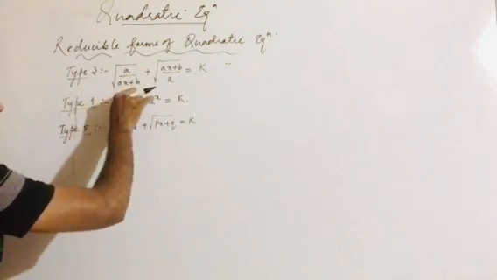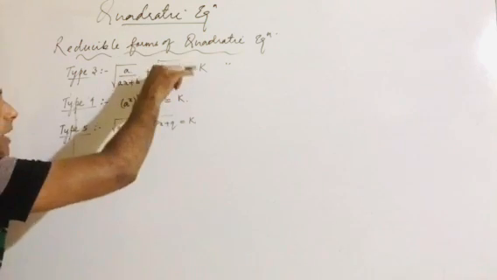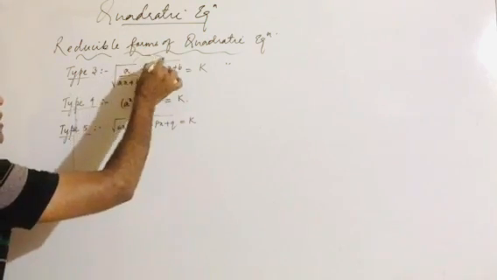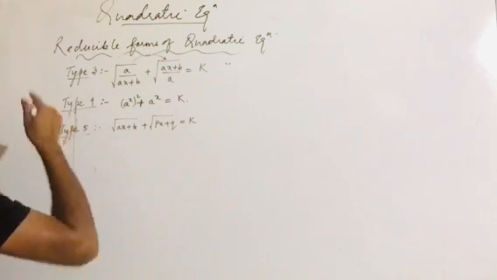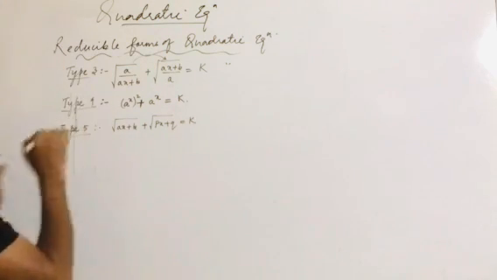Like one is ax plus b by a, the second is what? a by ax plus b. That means you can see that one is the reciprocal of another. This is the type number 3, and the type number 4 you are having here is in the form of indices.